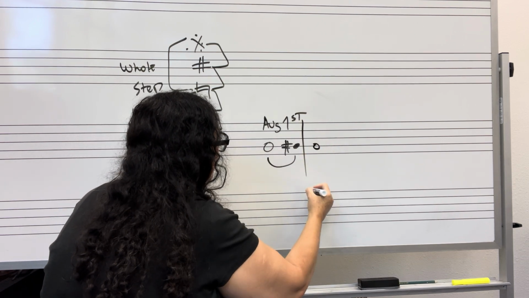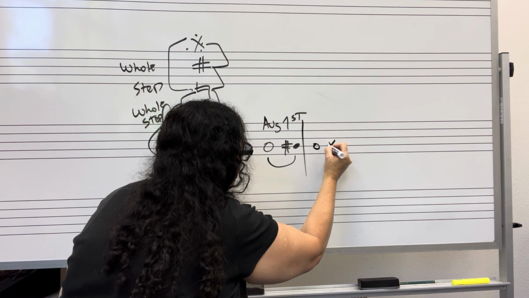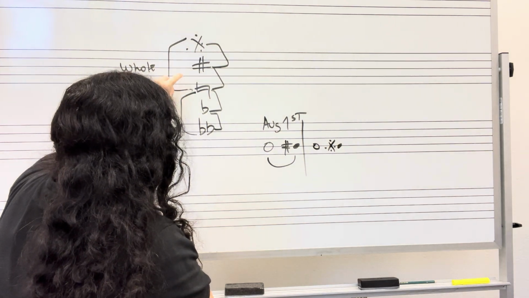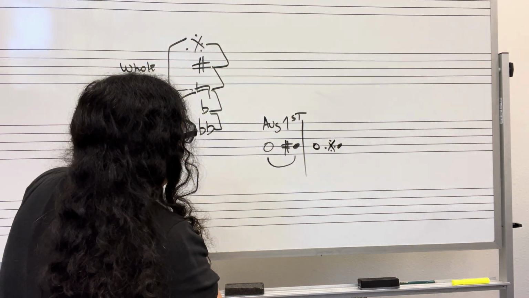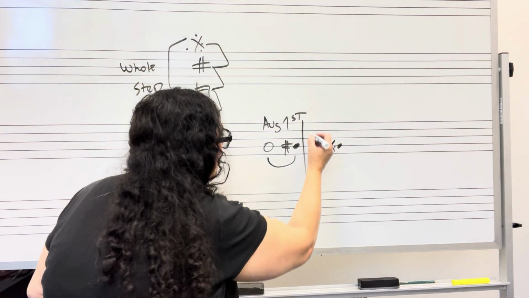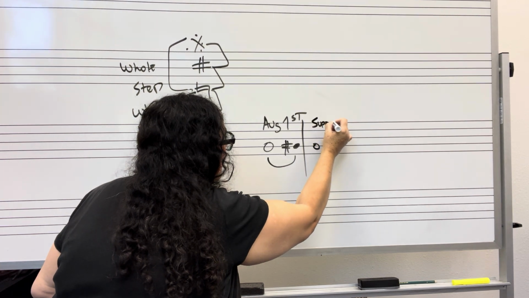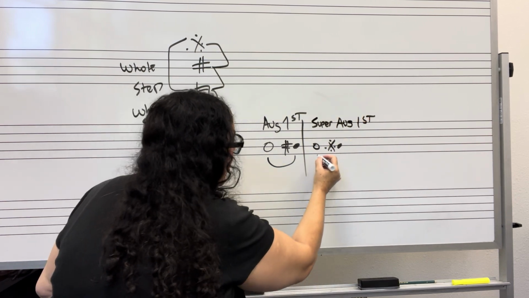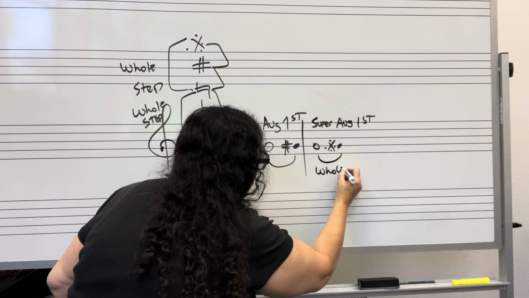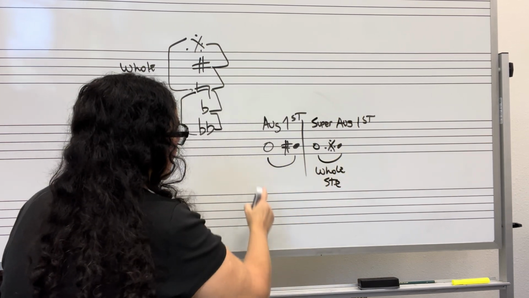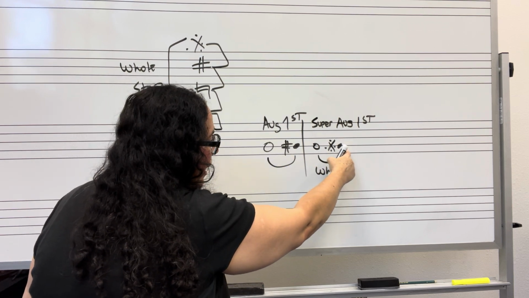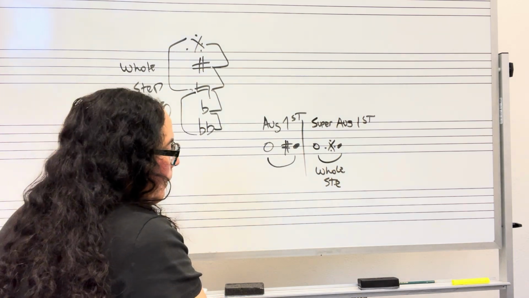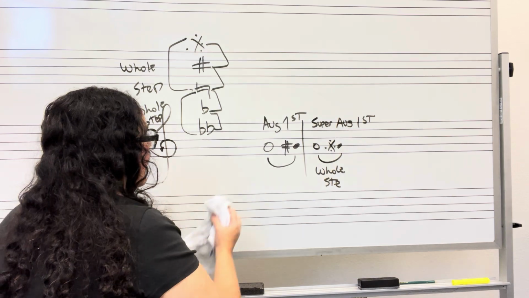G natural to G double sharp. Double sharp raises the pitch of the natural note by one whole step, one half step, another half step, so one whole step. That's a super aug. Super augmented first, in this case, because it has one whole step. G to G sharp, half step. To double sharp, another half step. So two half steps equal one whole step. Therefore, the double sharp raises the pitch of the natural note by one whole step.